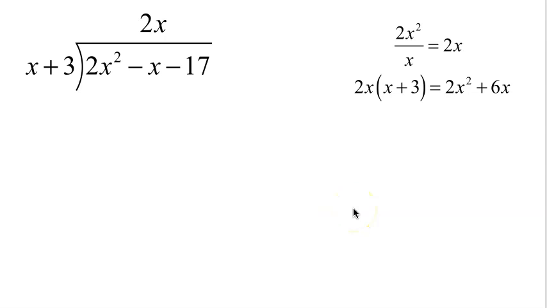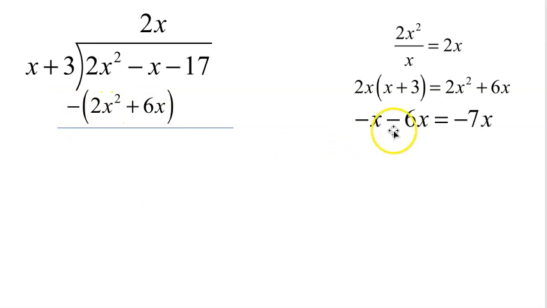That needs to be subtracted. So we have 2x squared plus 6x that needs to be subtracted from 2x squared minus x minus 17. 2x squared minus 2x squared goes away. It always will. Negative x minus positive 6x is negative 7x. And of course, negative 17 minus 0 is negative 17. So we get negative 7x minus 17 when we subtract this line from that line.